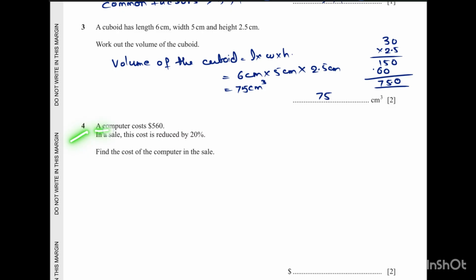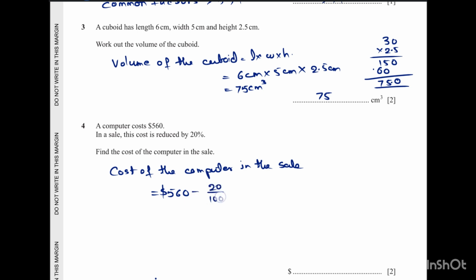Question number 4. A computer costs $560. In a sale, this cost is reduced by 20%. Find the cost of the computer in the sale. The cost is reduced by 20%, so we'll find out the cost of the computer in the sale. It will be $560, and from that, subtract the 20% of $560.